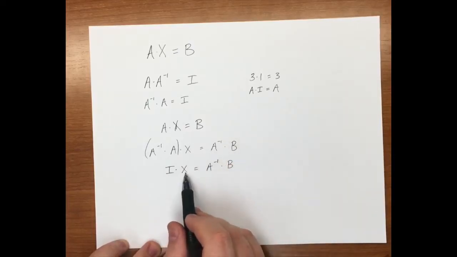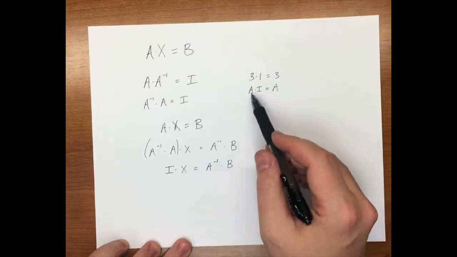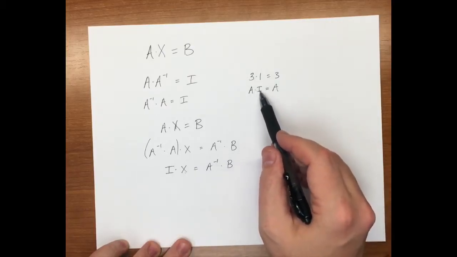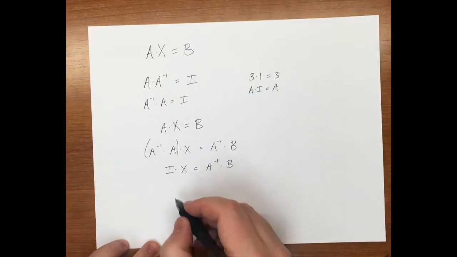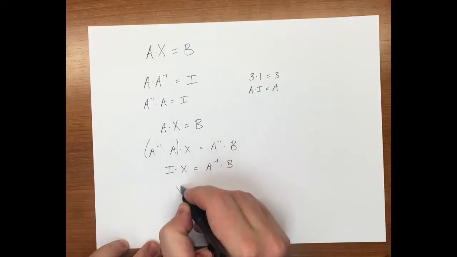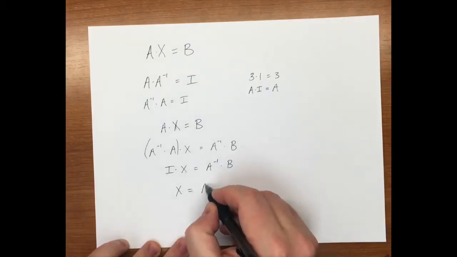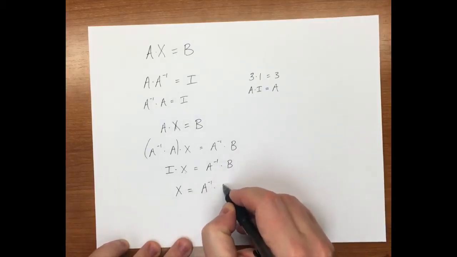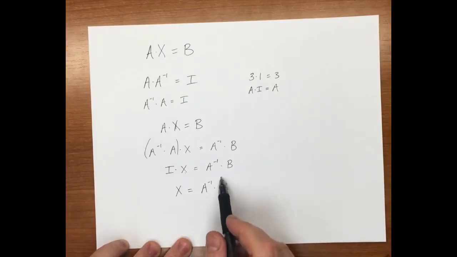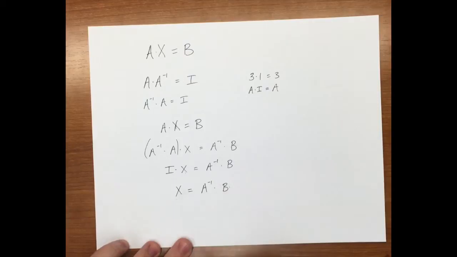And what's I times x? Well, we said earlier that any matrix times the identity matrix is itself. So I times x is just x. And now we do have x all by itself on one side of the equation. And if we know what A inverse is and what b is, we can multiply these two together and find out exactly the matrix x. That will be our solution.